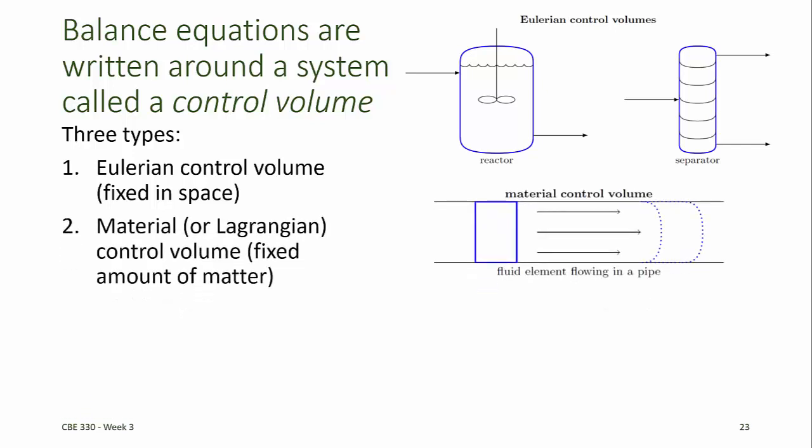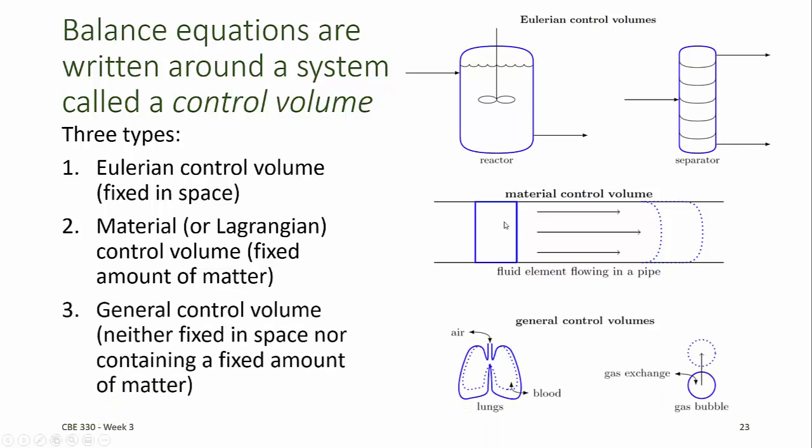A material or Lagrangian control volume, on the other hand, is a control volume that represents a fixed amount of matter. That amount of matter may deform or move through space with time. So here's an example of a material flowing down a pipe, and we draw a blue box representing a material control volume at a particular point in time. At some later point in time, as the material has moved through space, that control volume may be deformed into a different shape and be in a different location, but the same material remains in that control volume as it moves through space.